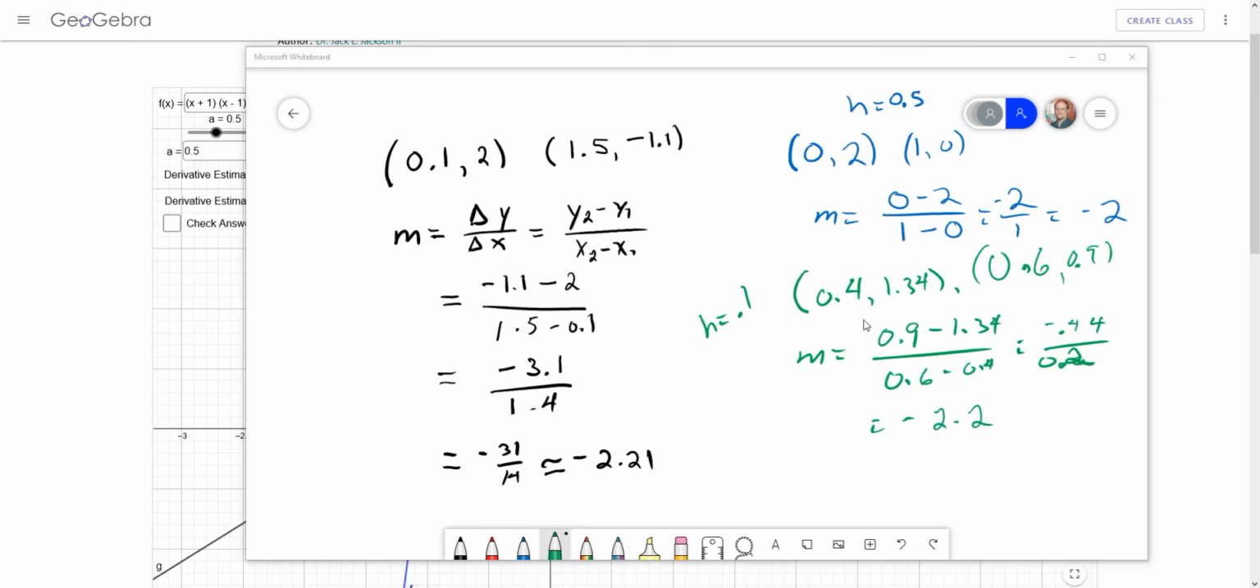So working that out, for h is 0.1, we saw that the graph goes through the points 0.4 and 1.34, to the best of our abilities, and 0.6 and 0.9 for the other point. Then do the slope. 0.9 minus 1.34 is -0.44, and 0.6 minus 0.4 is 0.2. Divide that out, that's -2.2.